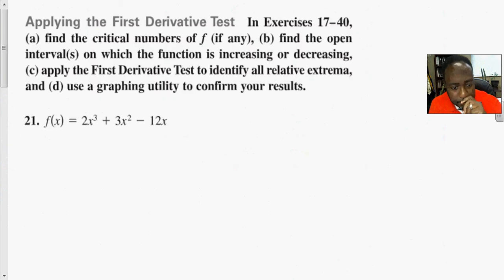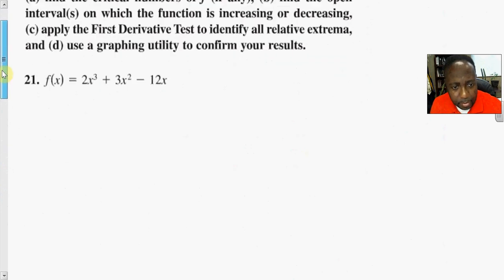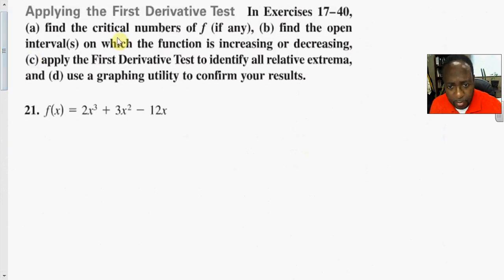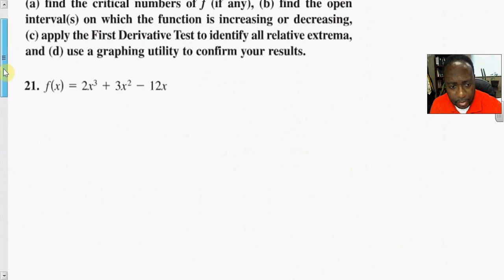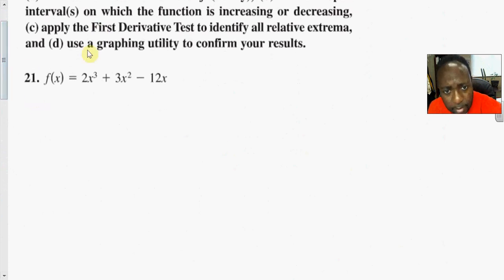Let's take this problem. We find the critical values, find the intervals on which the function is increasing and decreasing, and then apply the first derivative test, and graph after that.